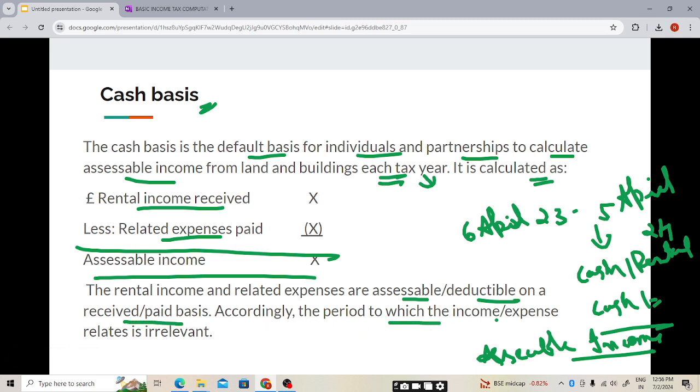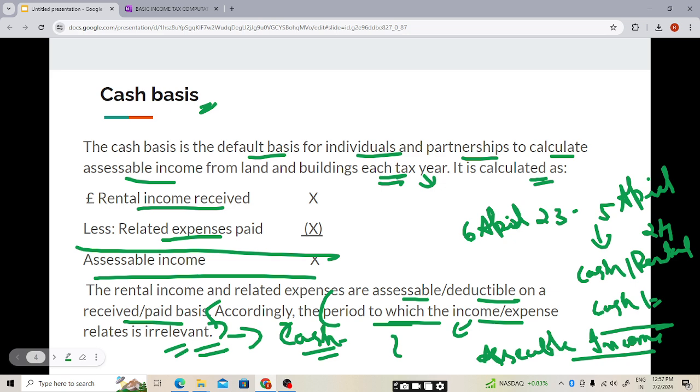Accordingly, the period to which the income or expenses relate is irrelevant. In which case is it irrelevant? It is irrelevant in the cash basis, because under the cash basis whatever amount comes in and whatever amount goes out is the net income. The period to which the income and expenses relate is irrelevant under the cash basis. But when coming to the accrual basis, the period to which the income and expenses relate is relevant.